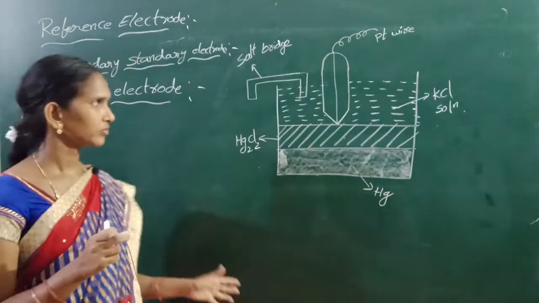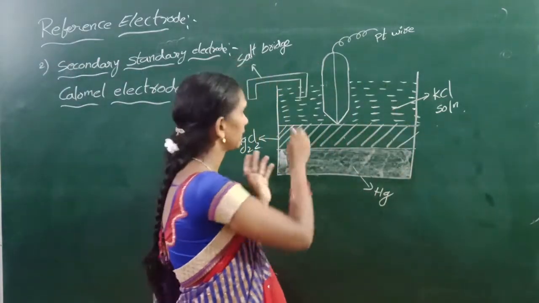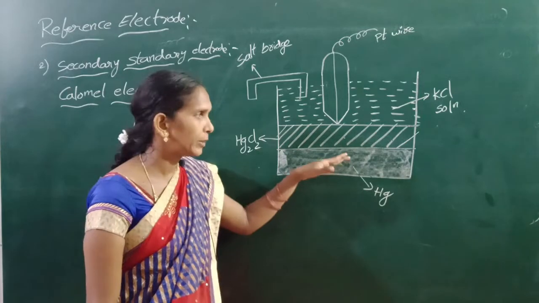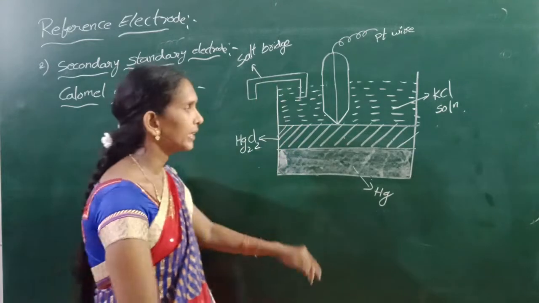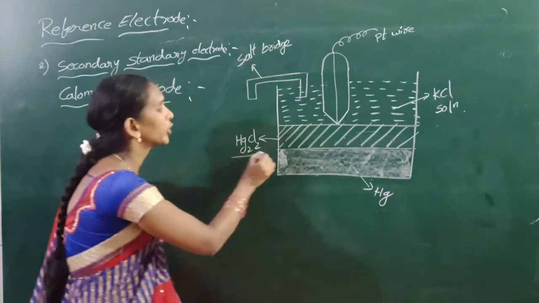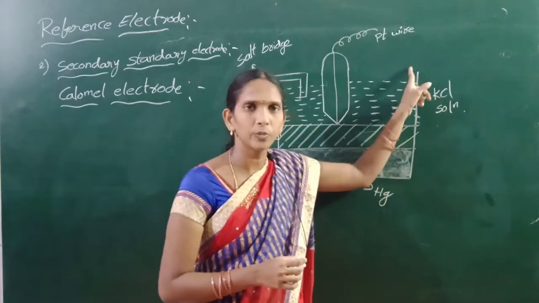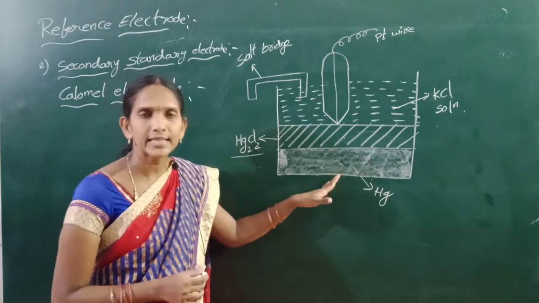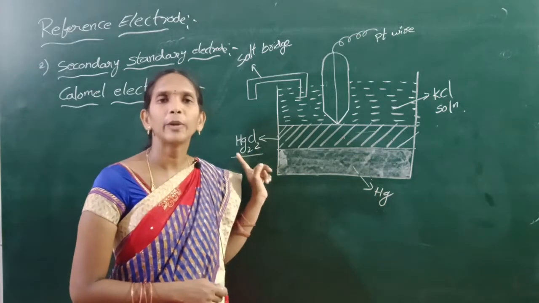Then it consists of a glass tube. First we take the glass tube. In the glass tube, mercury is coated at the bottom. Then it is covered with a paste of mercury chloride, Hg2Cl2.